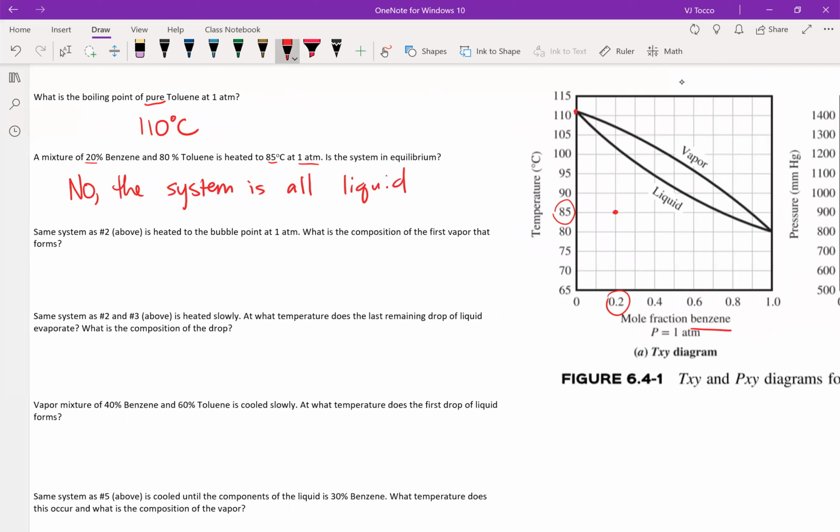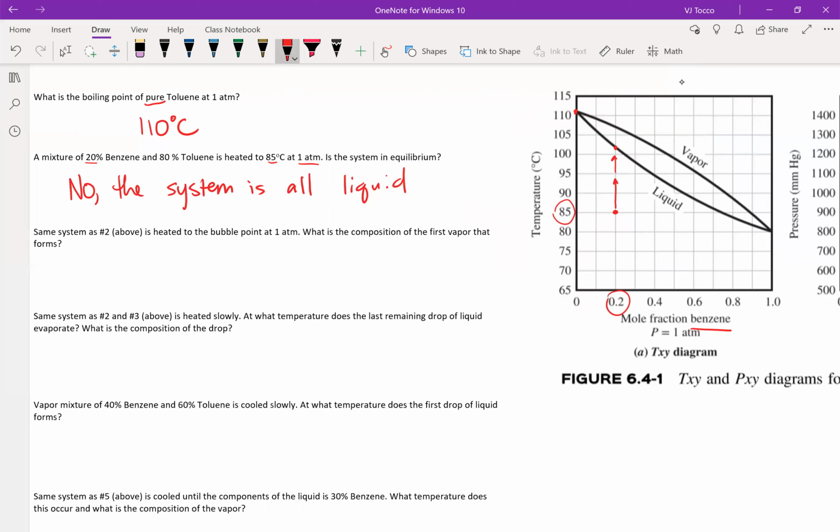So heating a mixture of a certain composition means that we are rising vertically upward on this graph. As temperature increases, the point at which I'm at also continues to increase. And the bubble point is going to be the point that I first touch this bubble point line.